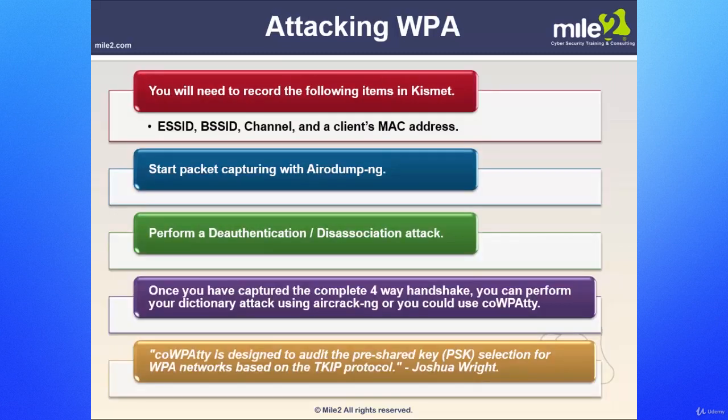To crack WPA, we need to record the same information: the SSID, BSSID, the channel, and the client's MAC address. We also start the packet capturing with Airodump-ng. Then we also perform a deauthentication/disassociation attack. Once we have captured the complete four-way handshake, the WPA handshake, we can then perform a dictionary attack using Aircrack-ng, or we can use a tool called Cowpatty.